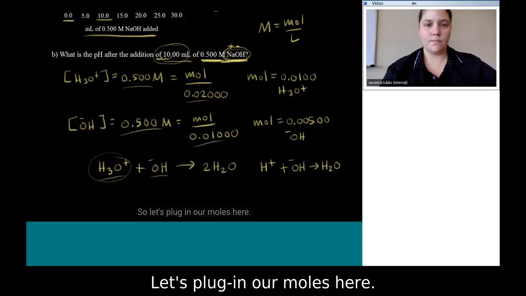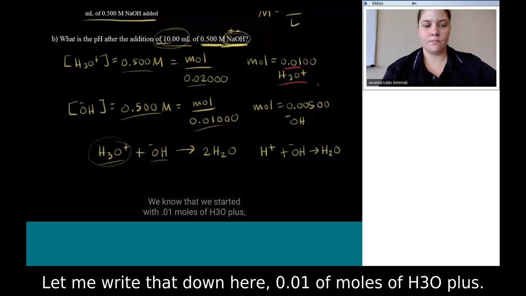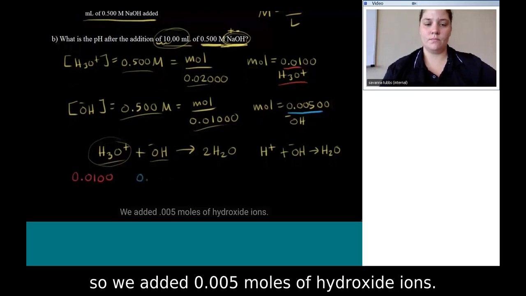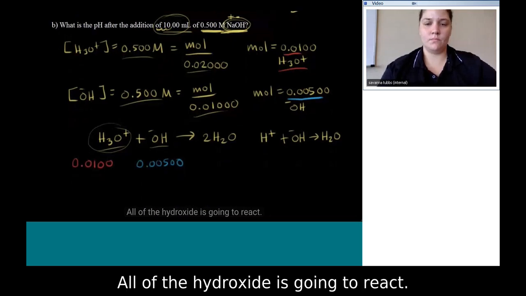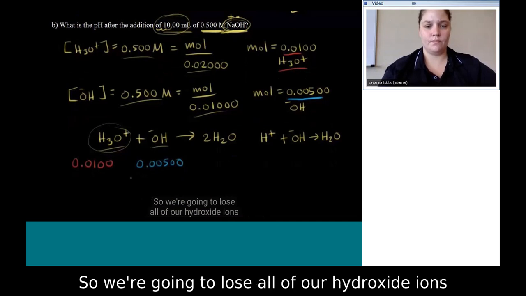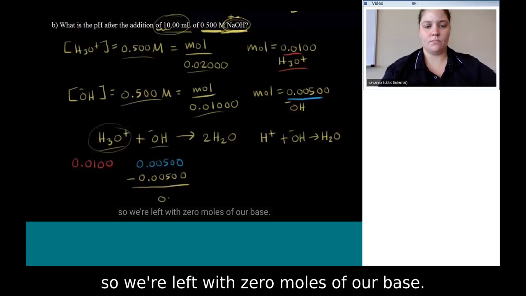So let's plug in our moles here. We know that we started with 0.01 moles of H3O plus. So let me write that down here, 0.01 moles of H3O plus. And we added 0.005 moles of hydroxide ions. All of the hydroxide is going to react. It's going to neutralize the same amount of hydronium ions. So we're going to lose all of our hydroxide ions because the base is going to completely react with our acid. So we're left with 0 moles of our base.